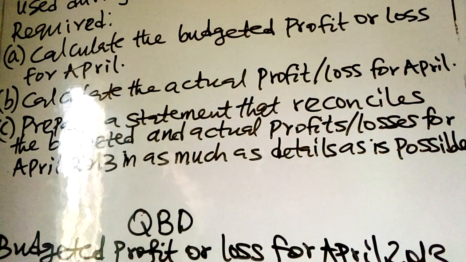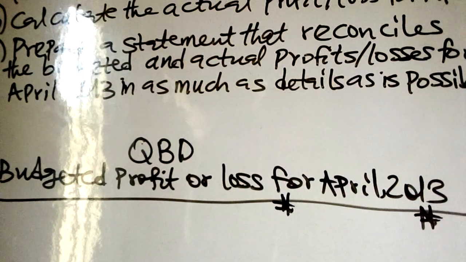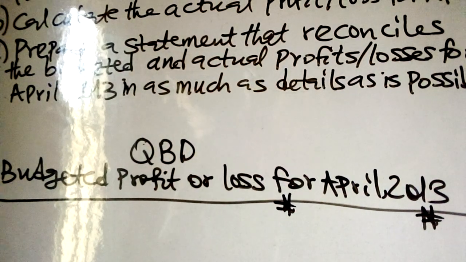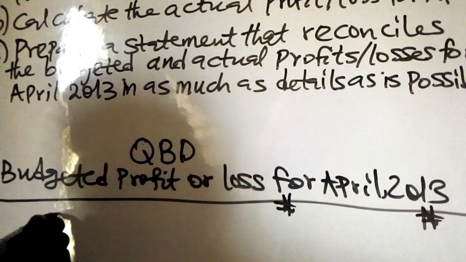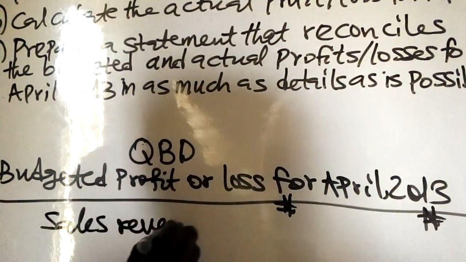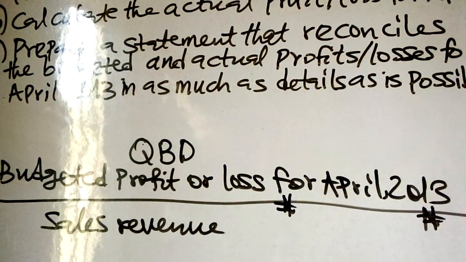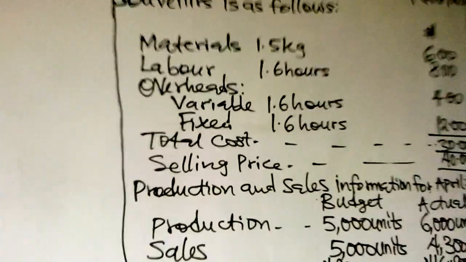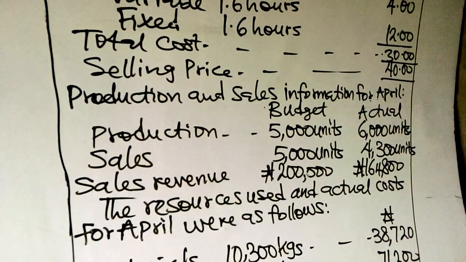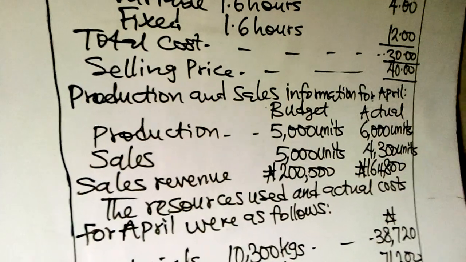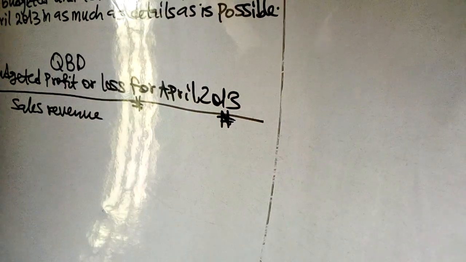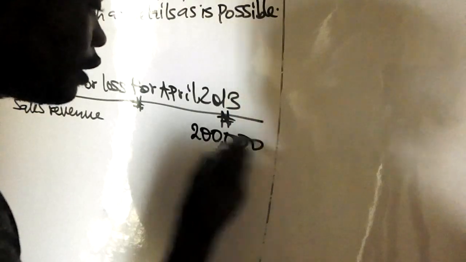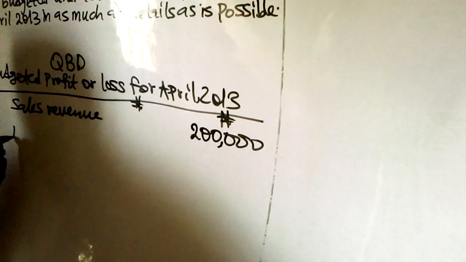To prepare your budgeted profit or loss, all information that will be used will be based on the budget. That means you are going to use the budgeted data. Remember your profit or loss statement: we used to start with sales revenue. The sales revenue here will be the budgeted sales revenue, and from the question, you were given the budgeted sales revenue to be 200,000. From 200,000, we less cost.